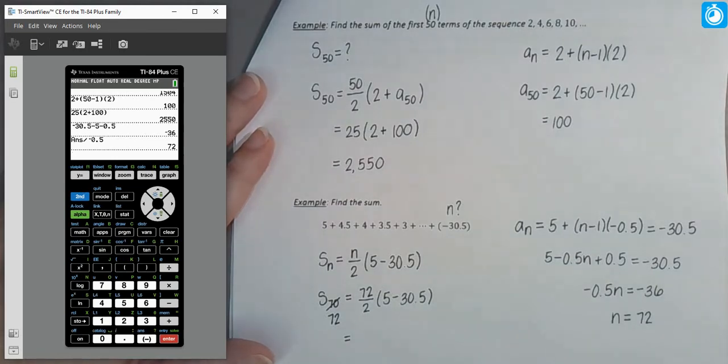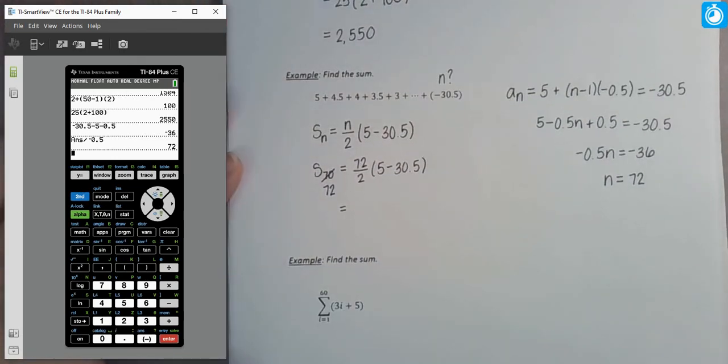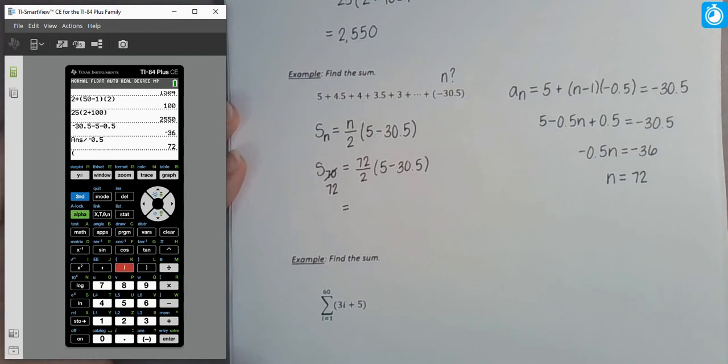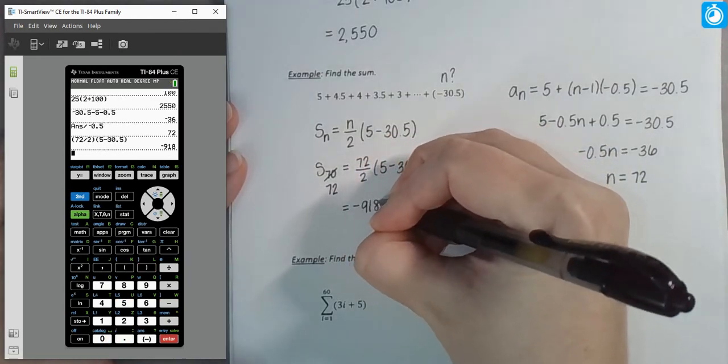Okay, so we can simplify a little bit at a time, or we can just plug all of that in at the same time. So 72 over 2 is multiplied by 5 minus 30.5. And that's going to come out to negative 918.